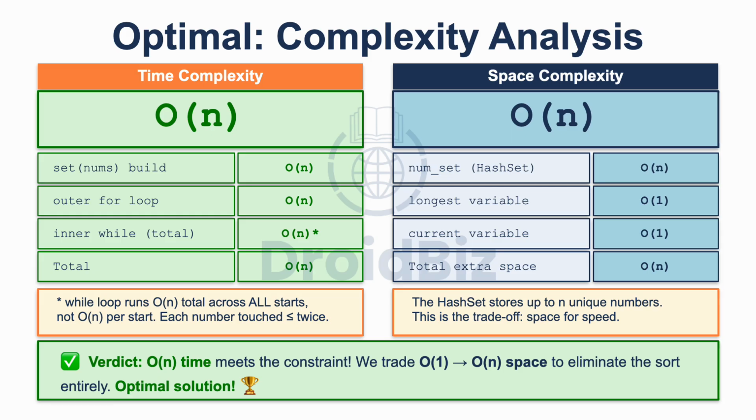The verdict: we achieve big O of n time by trading a little extra space. In the brute force approach, space was big O of 1. Here it is big O of n. But we eliminate the sort entirely. That is the right trade-off, and it gives us the optimal solution.